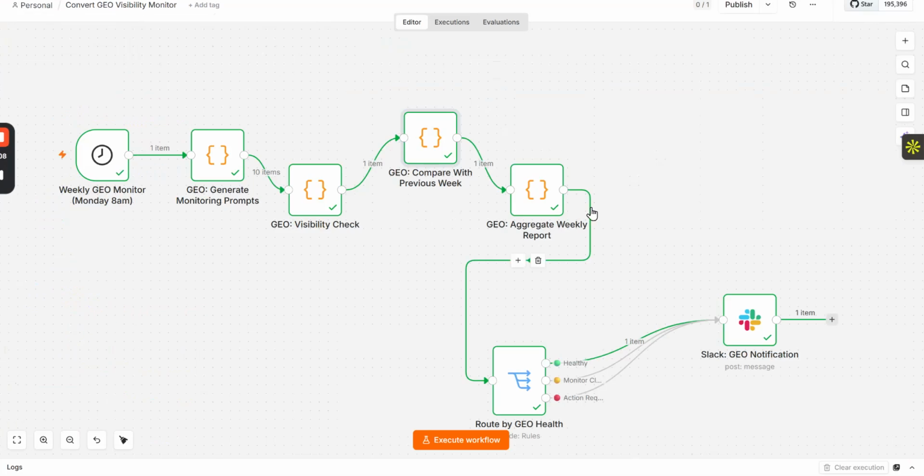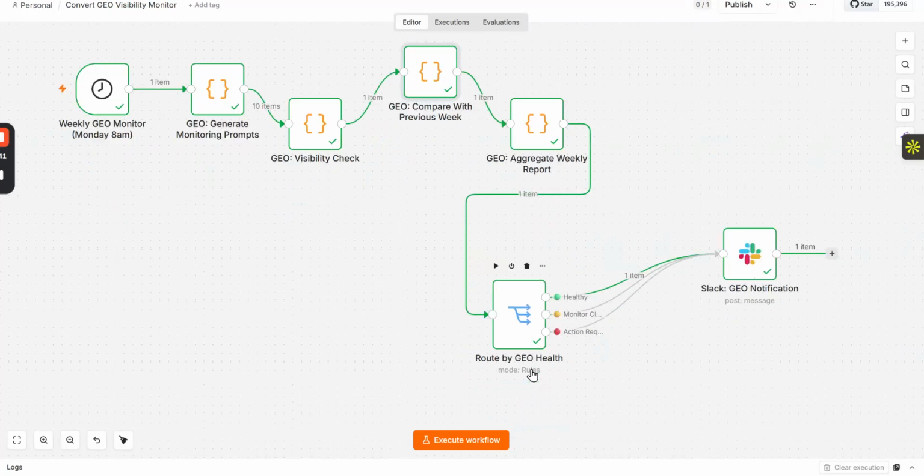So this node over here aggregates the weekly reports. Instead of simply sending a report, the workflow makes a business decision. Depending on the results, it classifies the GEO health as maybe healthy, if you need to monitor closely, or what action is required. So this aggregates weekly reports over here, does that, and then I am routing it through this over here.